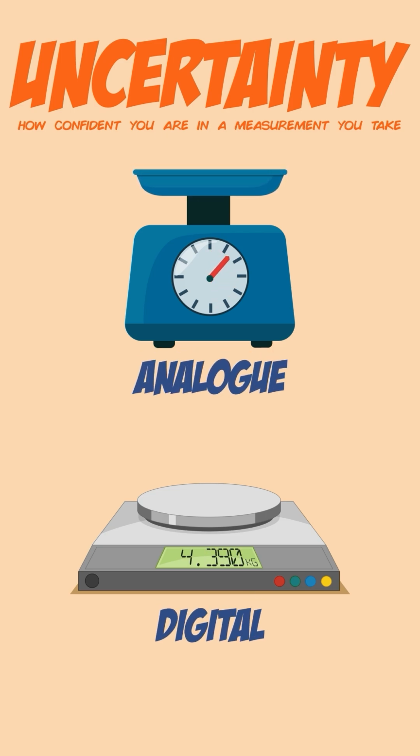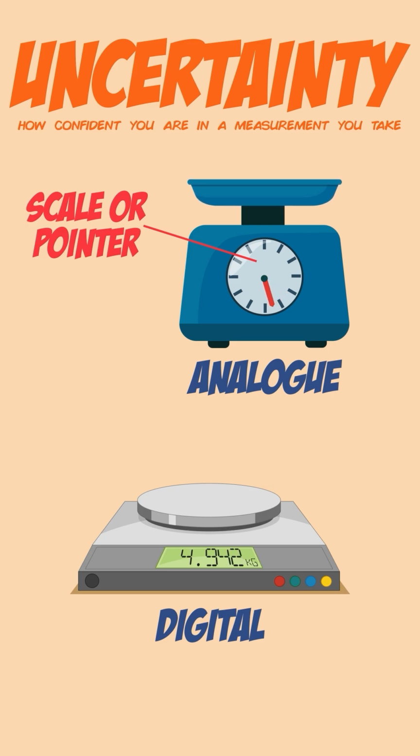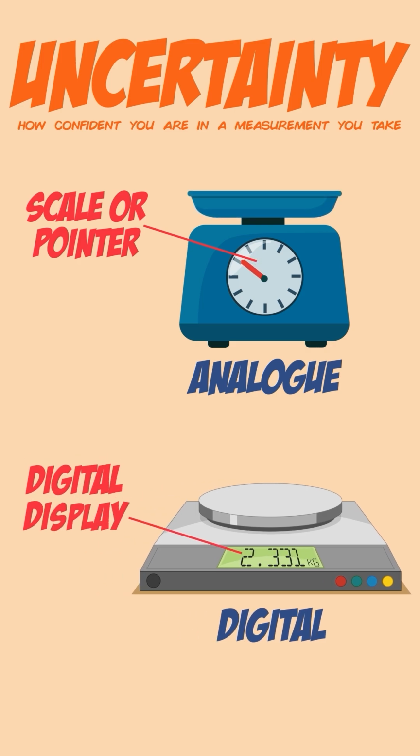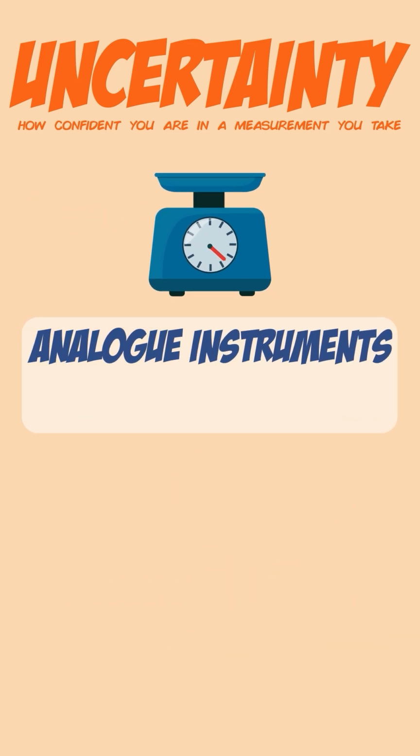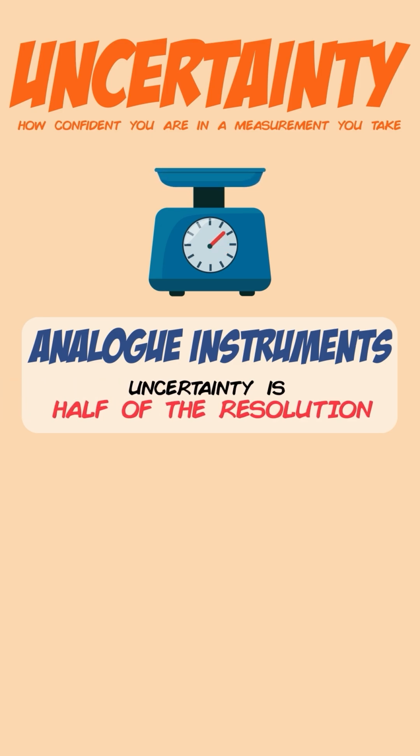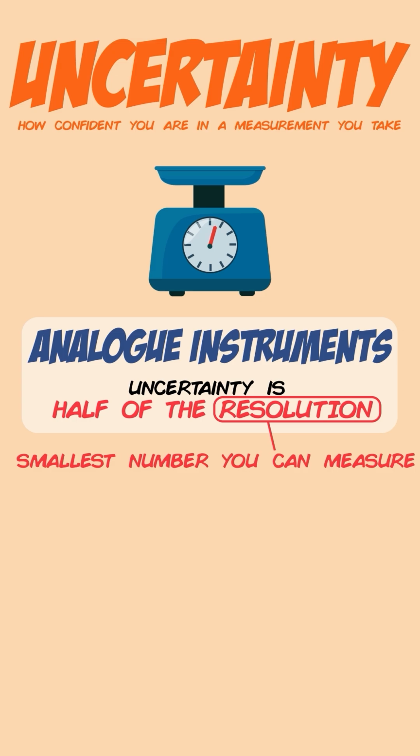Analog instruments are ones that use a scale or a pointer, and a person needs to read off the measurement, whereas a digital instrument is one that has an electronic display to show the measurement as a number. In analog instruments, uncertainty is usually half of the resolution. The resolution is just the smallest thing that you can measure using the scale on the device.